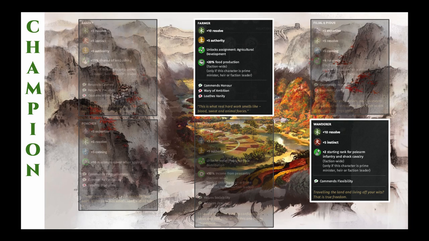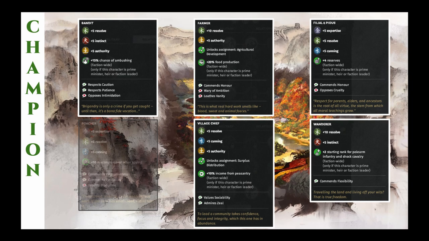So wanderer is probably the best background for a generic duelist here, as it also provides 5 points of instinct, which increases your attack. Now, the farmer is not terrible, as authority still provides a morale boost for your retinue. So both are great for champions that you plan on bringing to your armies. Next, we'll go through the 5 backgrounds that provide faction-wide bonuses.